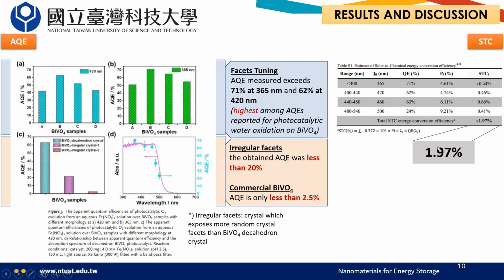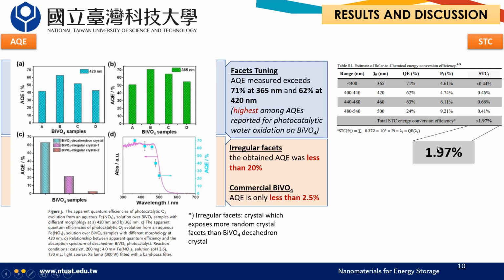Next is to know how much of the separated holes participate in the water oxidation, so the apparent quantum efficiency, or AQE, of the bismuth vanadate crystal for photocatalytic water oxidation was evaluated. The figure on the left hand side shows the AQE under different wavelengths of incident light, and its AQE reached 71% at 365 nanometer and 62% at 420 nanometer. It is the highest among AQEs reported for photocatalytic water oxidation on bismuth vanadate.